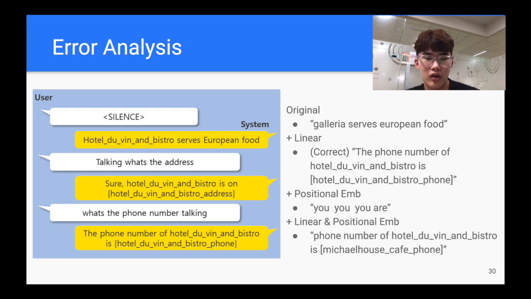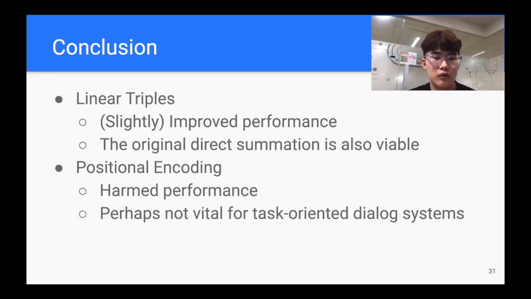On the other hand, there were some instances where the baseline answered questions correctly that the linear modification versions could not. So we implemented both our methods for improvement. For our linear triple method, we observed a minor performance boost. The improvement was not as significant as we hoped. It seems that sufficient training could make direct summation viable.